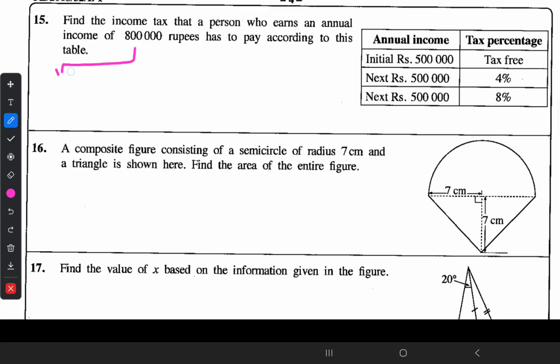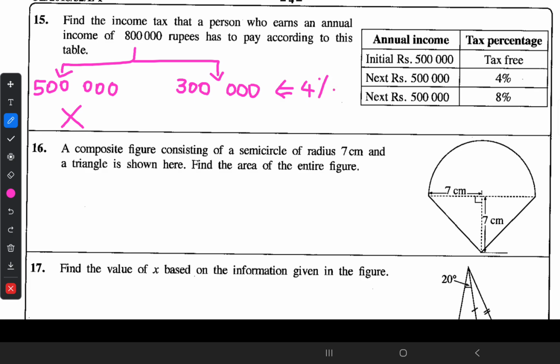Initial 500,000, there is no tax. For this one, tax free, no tax. But the remaining, how much? After this 500,000, he is earning an additional 300,000. For this one, he needs to pay 4% tax. So that is the one and only amount of tax he needs to pay. So you need to find 4% of 300,000. That means 4 upon 100 multiplied by 300,000.